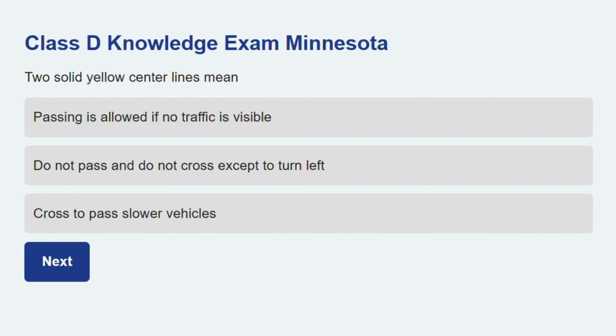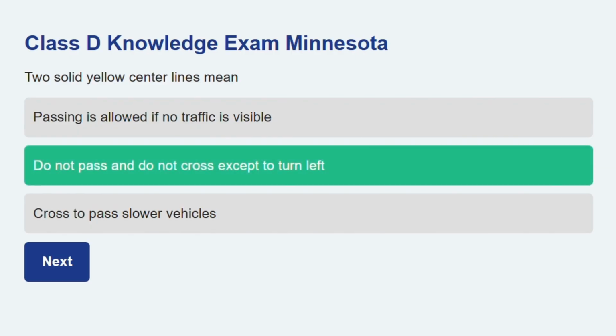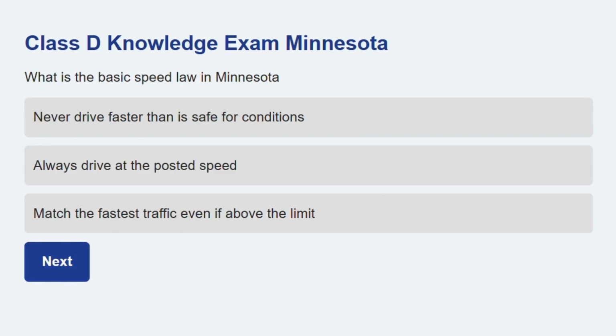Next up, two solid yellow center lines mean do not pass and do not cross except to turn left. This double solid yellow creates a barrier that you can only legally cross when making a left turn into a driveway or side street.